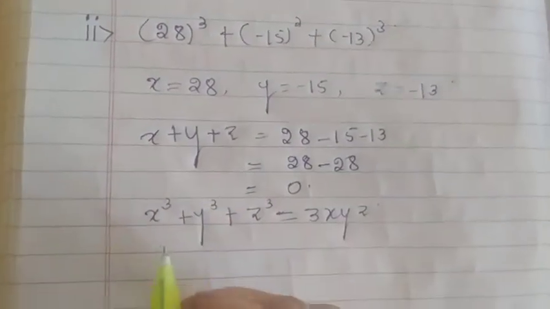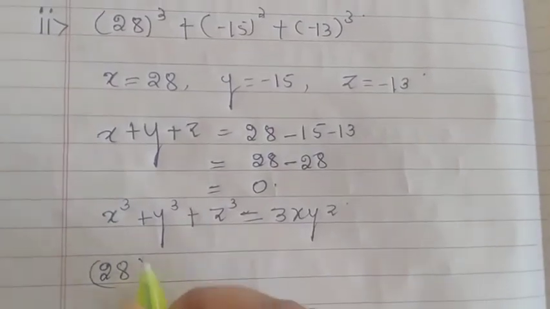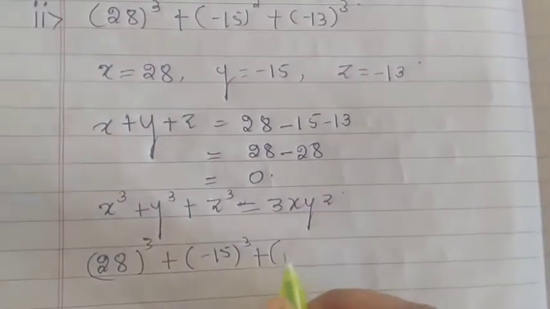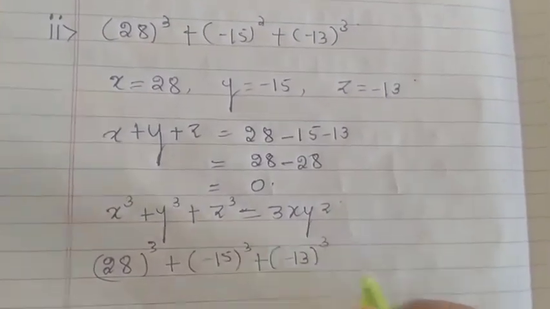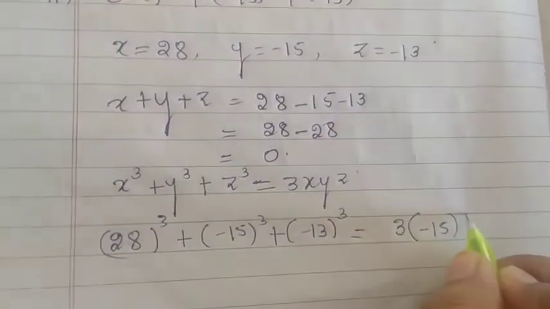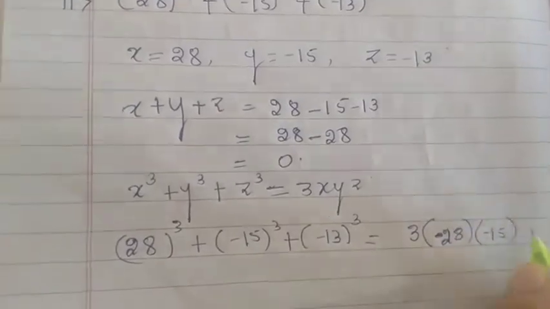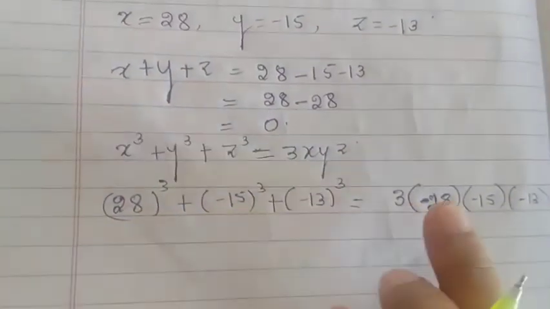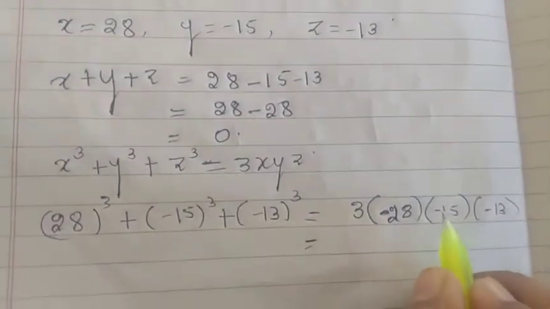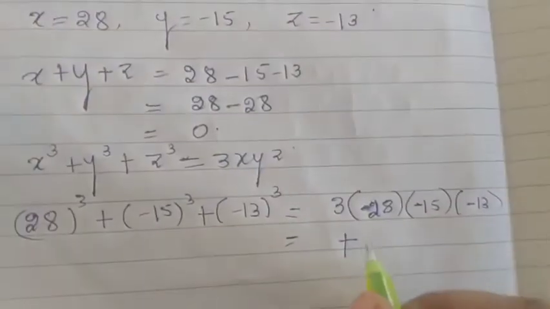We know this, right? So for that sake, what you have to do now? In place of x, which number is there? 28 the whole cube plus minus 15 the whole cube plus minus 13 the whole cube will be equal to 3 into 28 into minus 15 into minus 13. 3xyz. Okay, x into y into z. So here you can see minus into minus is plus. So when you multiply this, you are going to get 16,380.